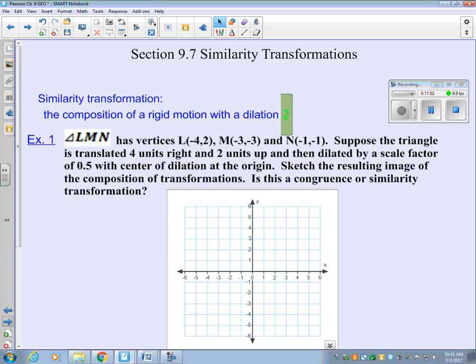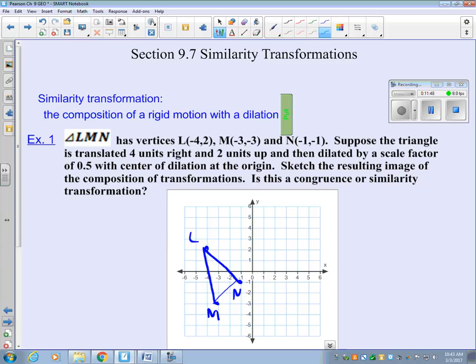Similarity transformation is the composition of a rigid motion, like a translation, or reflection, or rotation, with a dilation. We got triangle LMN. Let's go ahead and plot the LMN point. L is -4, 2. M is -3, -3. And N is -1, -1. We got a nice little triangle here.